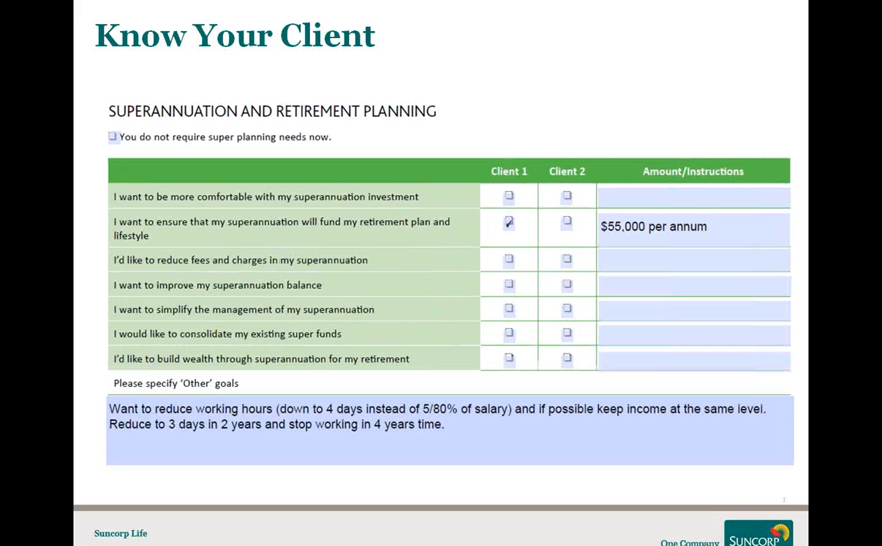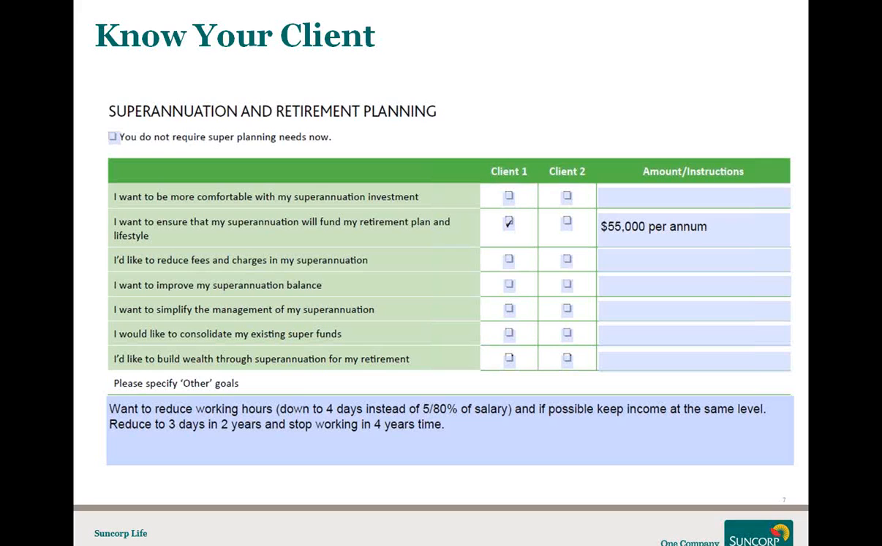So in the case of the transition to retirement example, on the screen at the moment is an example of a well-documented goal and objective. So the client has ticked the box that they want to ensure that their superannuation will fund their retirement plan and lifestyle. And they've also linked a dollar figure to this, so $55,000 per annum.